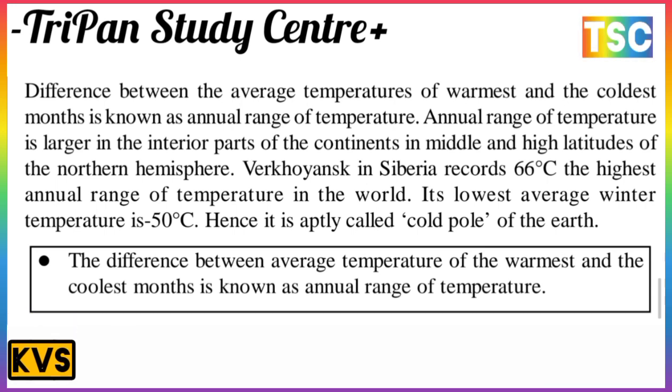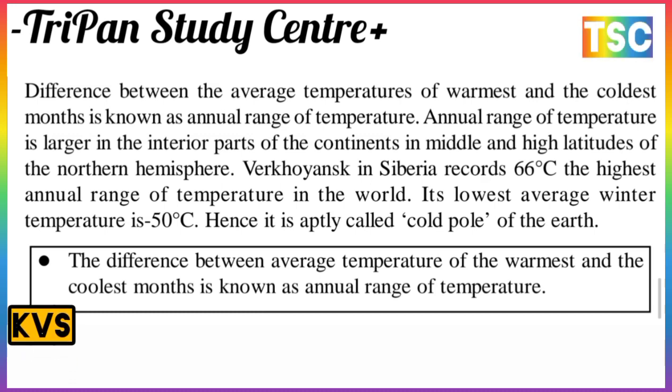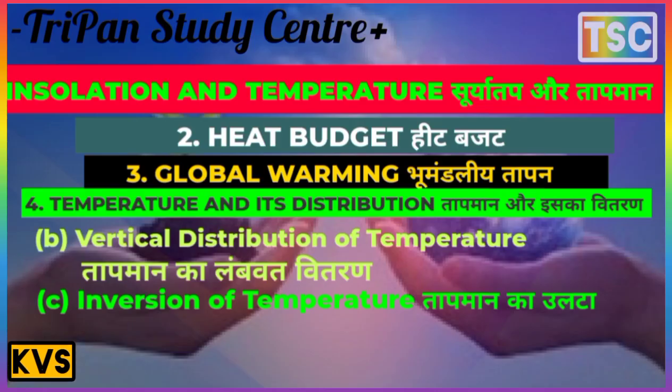The important point here: the difference between the average temperature of the warmest and the coldest month is known as the annual range of temperature. This is the most important. Next, the vertical distribution of temperature.